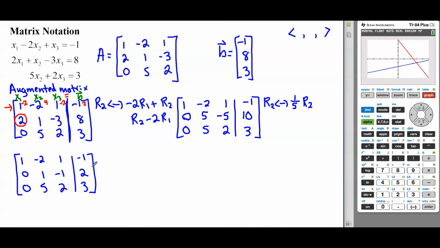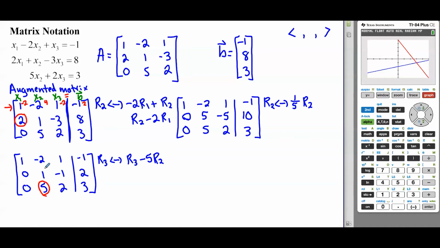So now, again, I want to eliminate this 5. And I'm going to use the second row. So that means I'm changing row 3. And I'm going to replace it with row 3 minus 5 times row 2. So if I multiply row 2 by -5, and add it to row 3, that 5 is going to become a 0, which is what I want. Right? I'm still eliminating the variables, right?